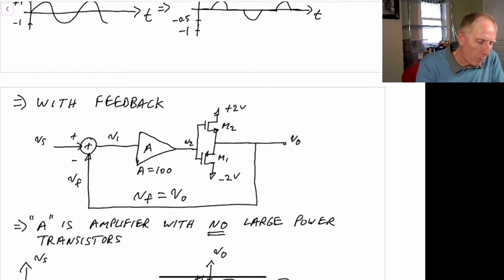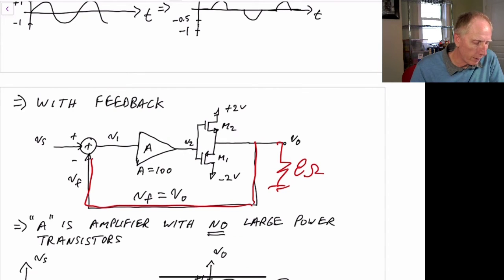And then we take the output of our circuit. This is where we'd have our 8 ohm resistor, and we connect this back all the way to our feedback circuit over here.